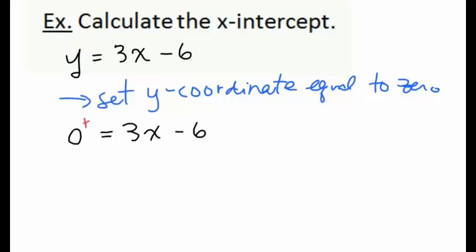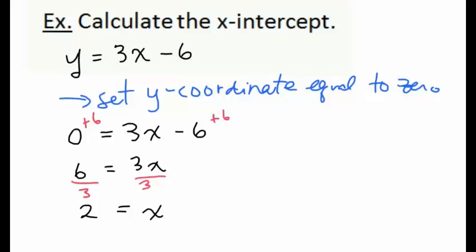We can move the 6 over by adding 6 to both sides of our equation, and we have 6 equals 3x, and in our final step we're going to isolate x by dividing by 3. So here we're going to get x is equal to 2.